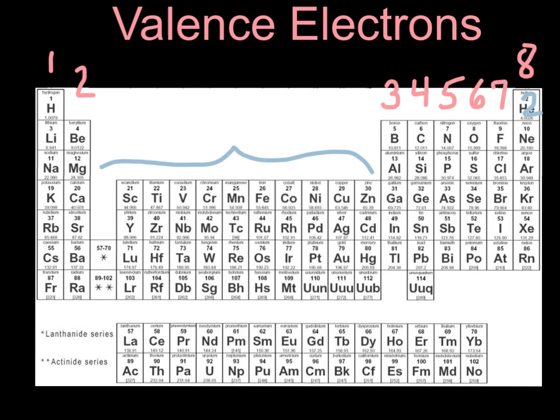Selenium is going to have 6 valence electrons. Lead will have 4. Krypton will have 8. Again, helium will have 2. It's the only exception to the rule.